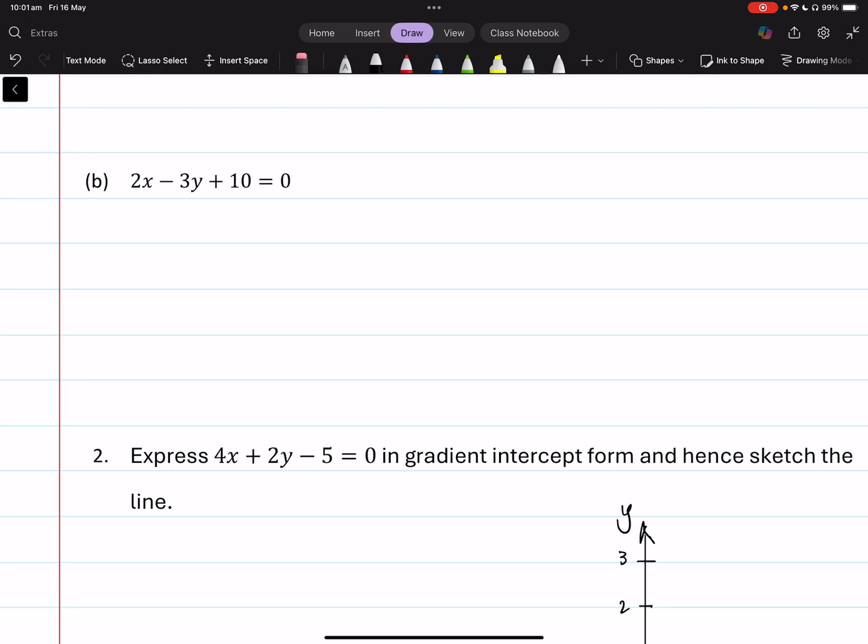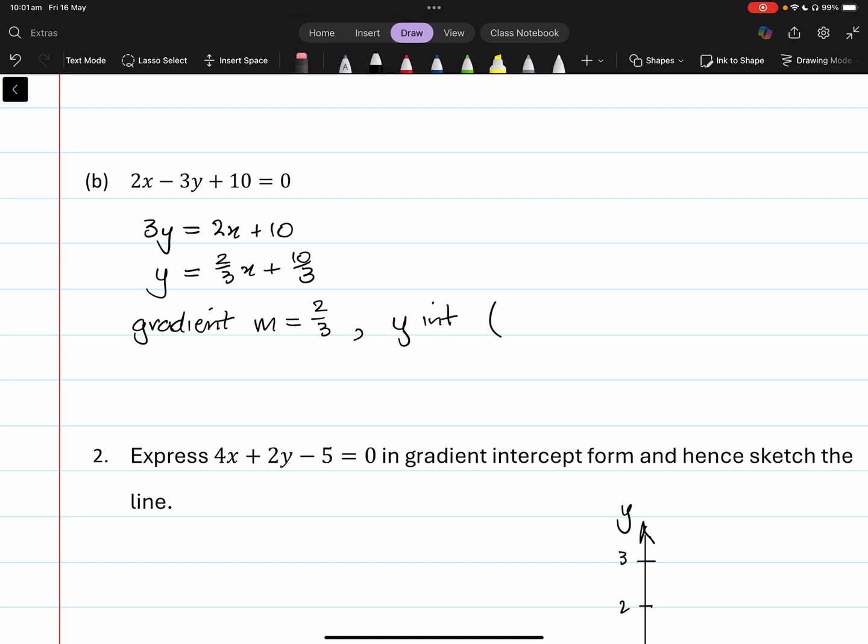So making y the subject, I'll have 3y is equal to 2x plus 10, taking the 3y over to the other side, and then I've got to divide by 3, so dividing everything by 3, I get y equals 2/3 x plus 10 on 3. And then once again, I can read off my gradient, so the gradient is equal to positive 2/3, and my y-intercept is going to be 0 across and 10 on 3 up.